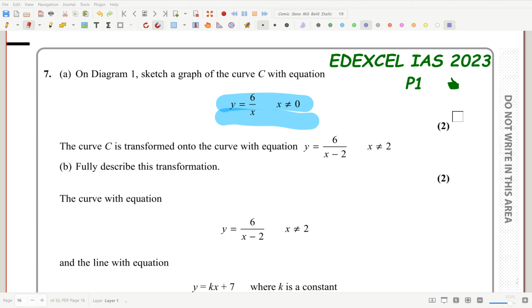Question 7, on diagram 1, sketch a graph of the curve C with equation y equals 6 over x, x is not equal to 0. Actually, this equation is a rational function. It means there are asymptotes. One is a vertical asymptote and one is a horizontal asymptote.